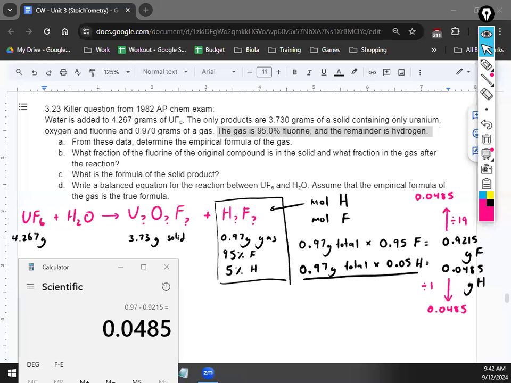Alrighty, guys. So if you divide by the molar mass, you get the same number, right? And then if you divide by the same number, you get 1 of each. So the empirical formula for the gas is HF. That's your answer for part A. Once we do all this, we get 0.0485 moles of F and 0.0485 moles of H. You divide by both of them, you get 1 for both.